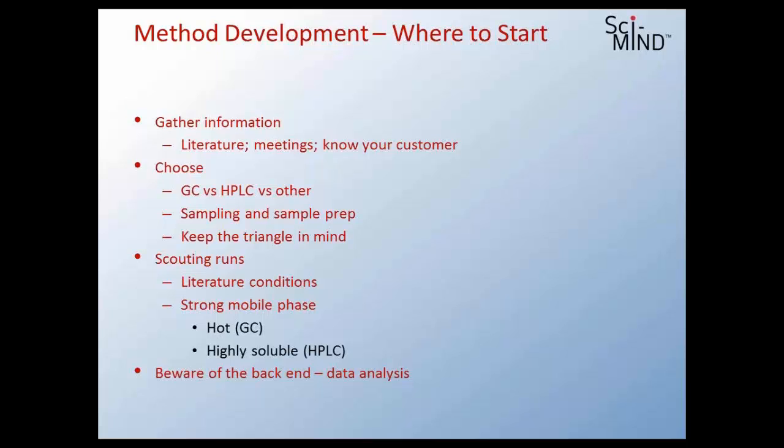In HPLC, just run a short column and a strong mobile phase. Again, just to see that you can get the stuff through a column and detect it. Because once you can do that, we can then get into all of the detailed method development operations from there.